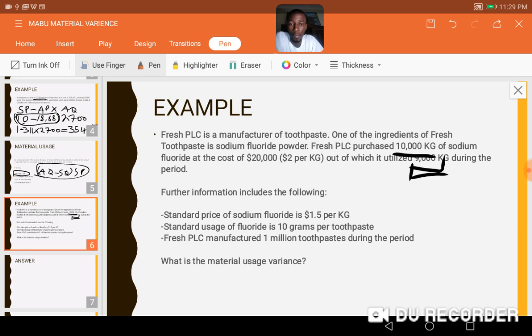11:30. I'm dozing. Then they say further information includes the following: standard price of sodium chloride is 1.5 per kg. Standard usage of fluoride is 10 grams per toothpaste, and Fresh manufactured 1 million toothpaste during the period. What is the material usage?